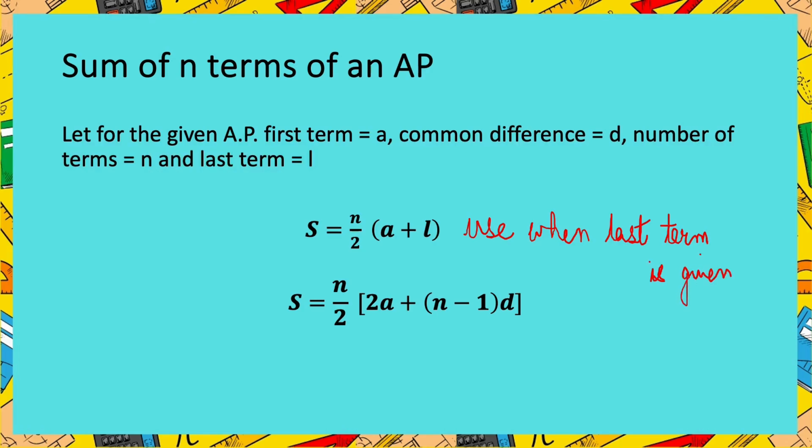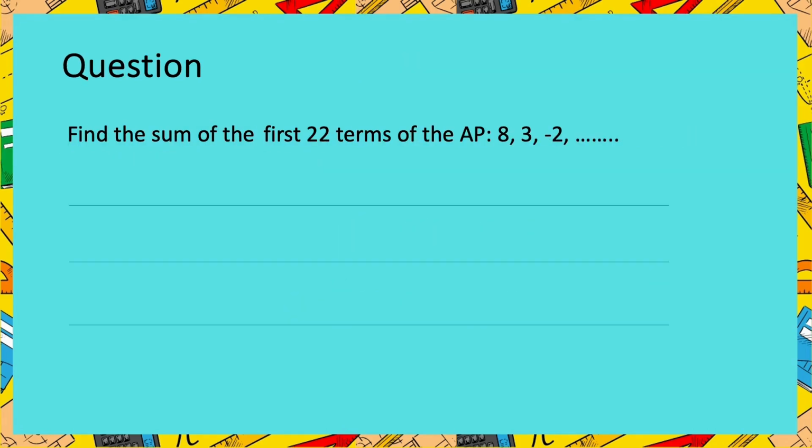You use the first formula if the last term is given to you, or if you can figure it out. In case the last term is not given to you, then do not use that formula. Instead, use the lower formula. Now, since we have understood this formula as well, let us try and apply this also in a question.